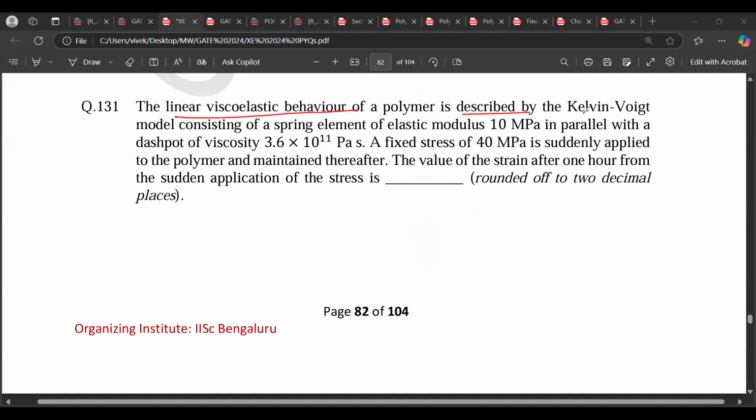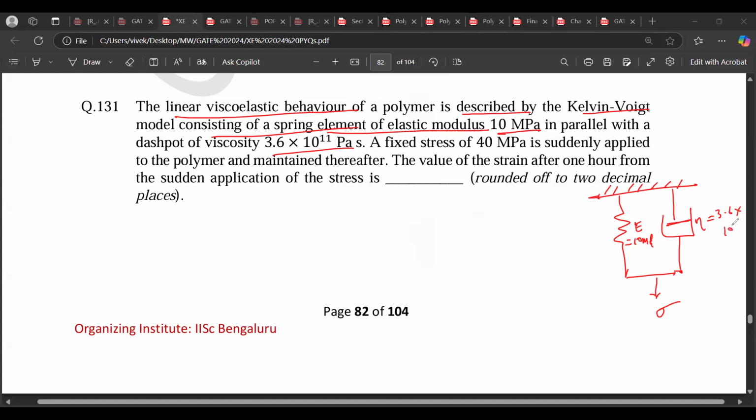So viscoelastic behavior, Kelvin Voigt, and so on. Then a spring. It's always better to write the diagram, guys. Here eta is the parameter, and E is the parameter. So E is given as 10 MPa, and eta is given as 3.6 into 10 power 11. Remember, it is in Pascal second. E is in megapascal. The moment you do not convert this into Pascal, you are making a blunder.